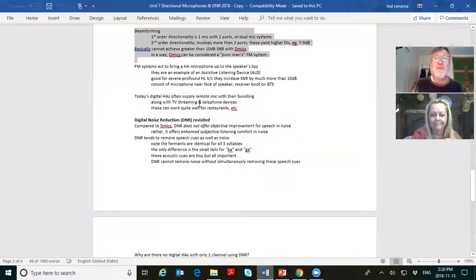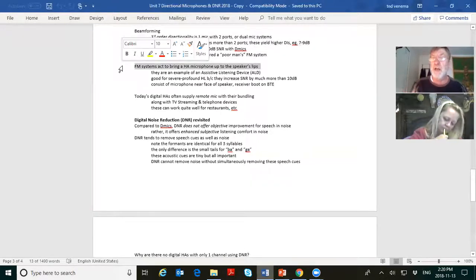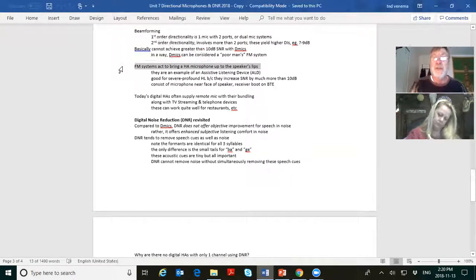In our notes, you'll see beamforming described a little bit here. FM systems are like a super duper type of directional mic. They are really active; they can increase signal to noise ratio by 20 dB. FM systems are phenomenal, but they cost a lot of money too. Most commonly, what you're going to see is remote mics sold as part of a package.